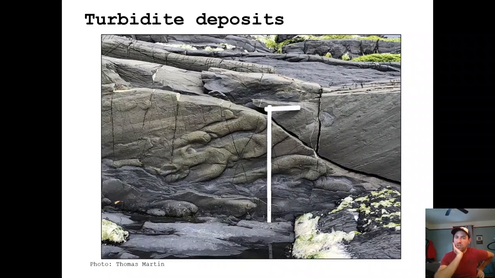And in this case, this is a feature that's referred to as a flute cast. This is the bottom of a sandy horizon that's here. So here's that surface, this is the bottom, and up is in this direction. And you can see the mud here down lower. This would be your E horizon of the previous abyssal plain sedimentation. And then these features are loading down.